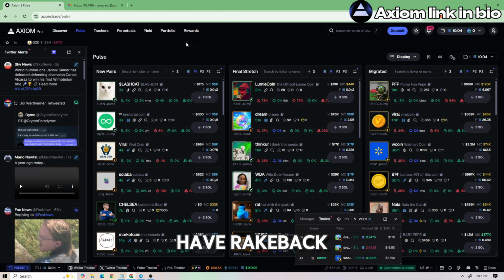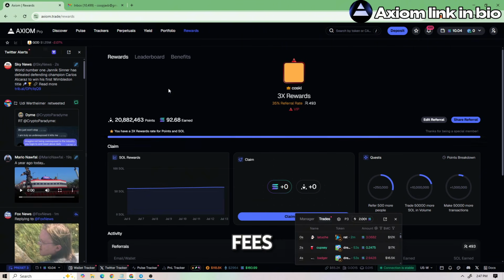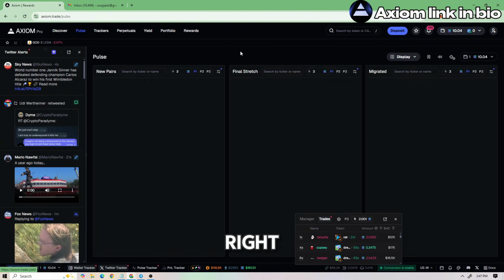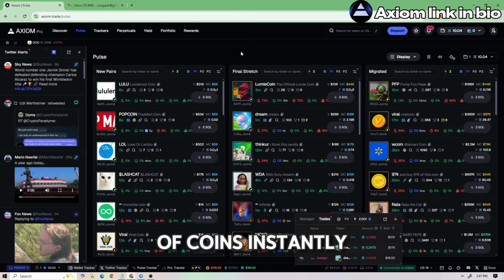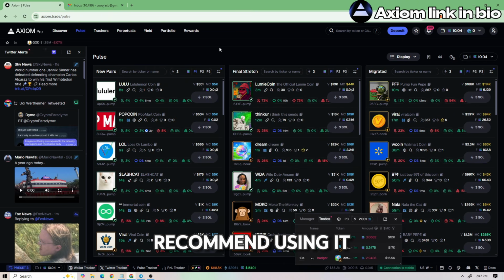And also they have rake back, so they give you a percentage back of your fees. And you can come here and just claim them, right? So you're making the most money, saving the most money, and you're getting in and out of coins instantly with a bunch of cool features. I highly recommend using it.